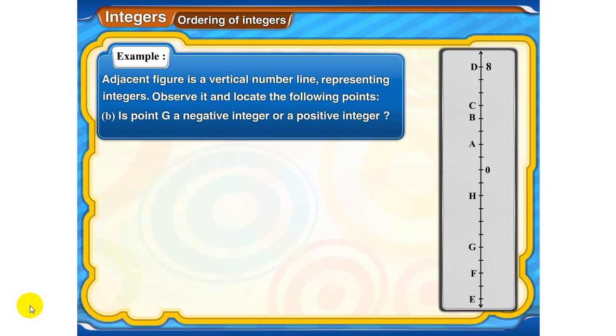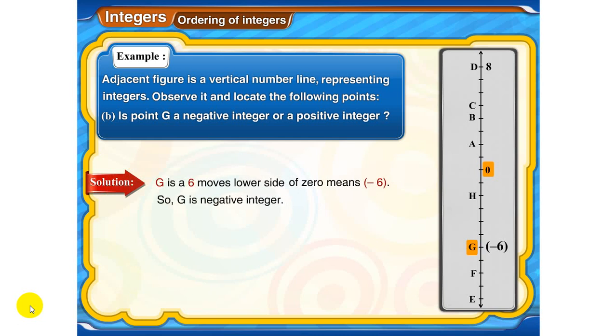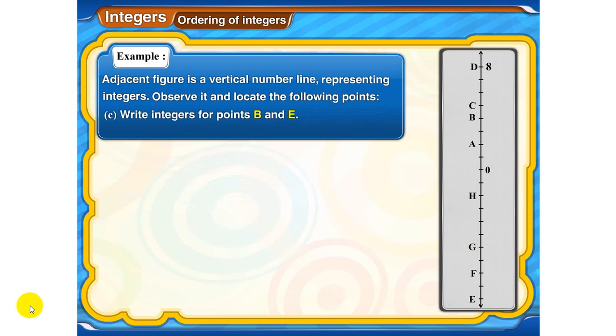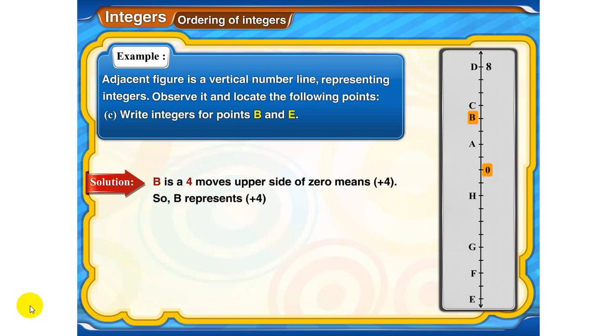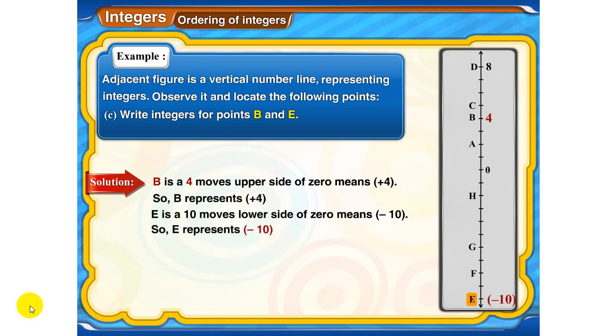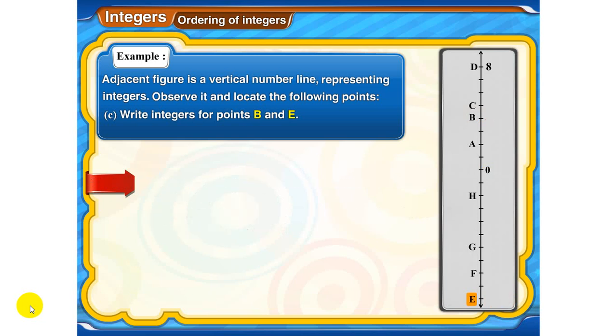B. Is point G a negative integer or a positive integer? Answer: G is 6 moves lower side of 0, which means -6. So, G is a negative integer. C. Write integers for points B and E. Answer: B is 4 moves upper side of 0, which means +4. So B represents +4. E is 10 moves lower side of 0. It means -10. So E represents -10.